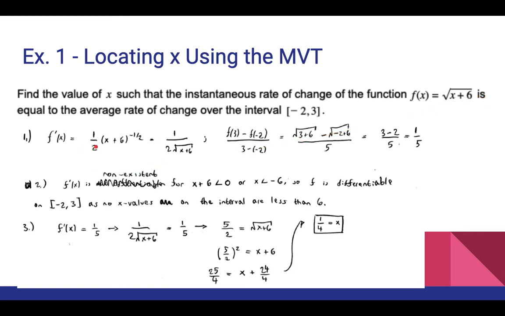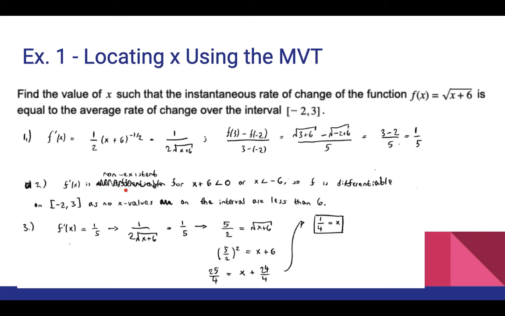So the first derivative is going to be 1/2 (x + 6)^(-1/2), or 1/(2 square root of x + 6). The average rate of change is going to be (f(3) - f(-2)) / (3 - (-2)), which when we carry out the calculations will give us 1/5. Okay? So now we check for differentiability.